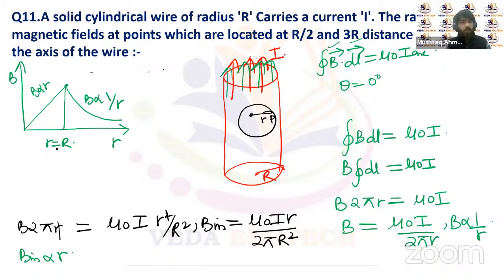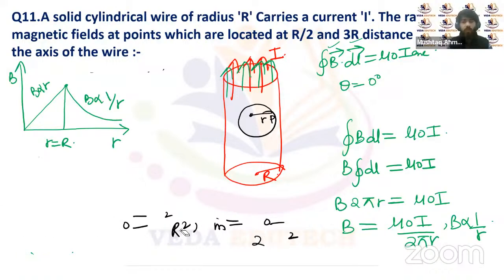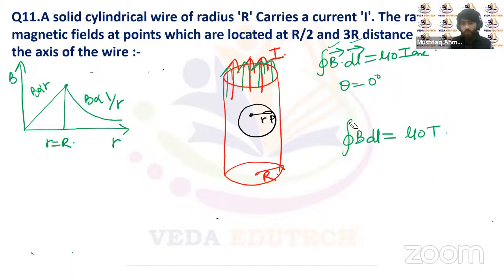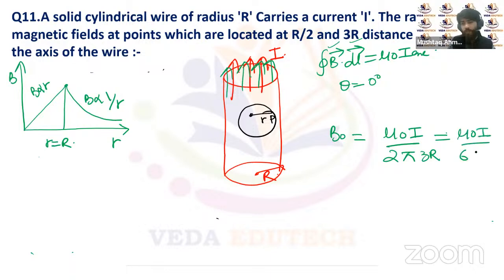Now, the question is to find the ratio of the magnetic fields at points located at R by 2, that means inside the cylinder, and 3R, that means outside the cylinder, right? We'll be calculating it for both and then calculate the ratio, right? So first of all we'll calculate the magnetic field outside, that will be B outside equal to mu naught I upon 2 pi r. Now the value of r here is 3R, right? It will be mu naught I upon 6 pi R.